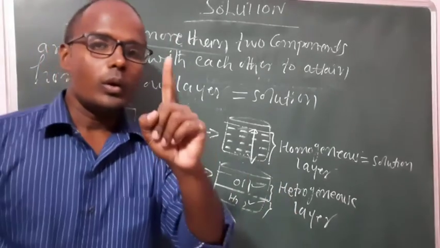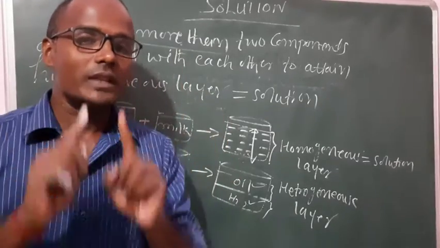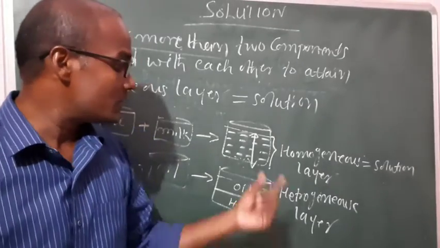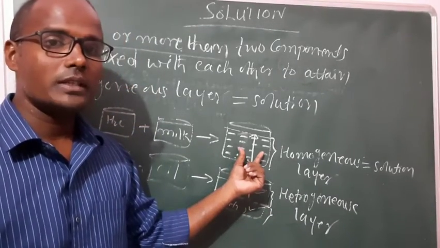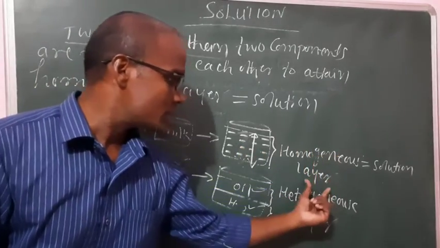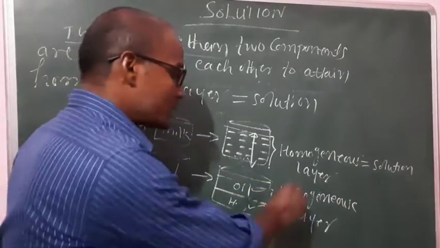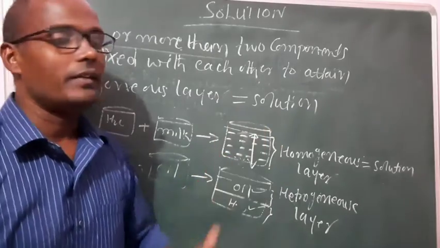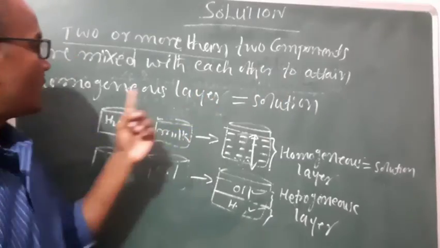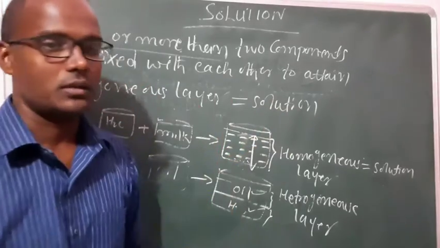Right. So only one thing you have to keep in mind. If components are mixing with each other, it means the two components are attracted properly, and that is the homogeneous layer. That homogeneous layer only is a solution. A heterogeneous layer is not a solution. Right, students? So this is the definition of solution: two or more than two components are mixed with each other to attain a homogeneous layer or homogeneous mixture, and that is what we call a solution.